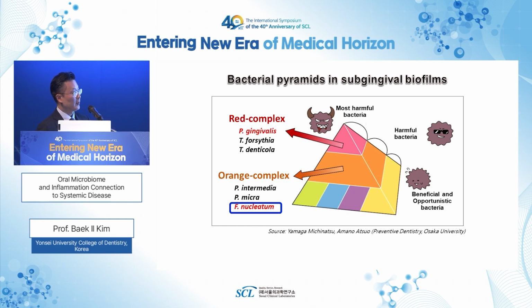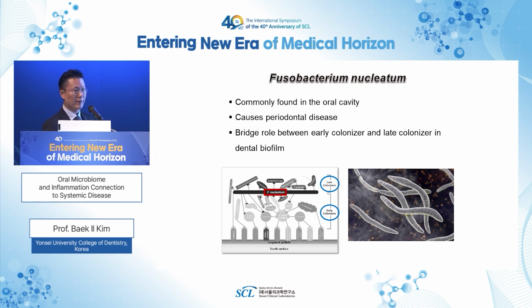This is a very famous model for periodontal disease-related bacteria. In 1998, Socransky first proposed this model. Maybe the most harmful bacteria belong to the red complex: Porphyromonas gingivalis, Tannerella forsythia, and Treponema denticola. Many researchers focus on Porphyromonas gingivalis. But interestingly, the orange complex is a very interesting group, especially Fusobacterium nucleatum. I already mentioned that this bacterium is an intermediate species between the early colonizer and late colonizer. So our research team is also focused on detecting this bacterium.